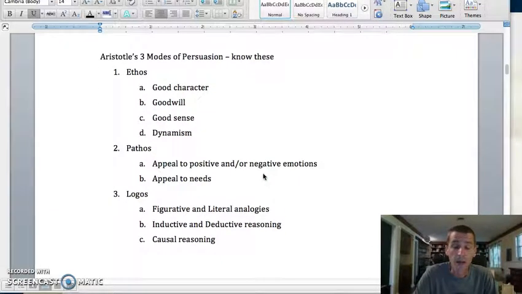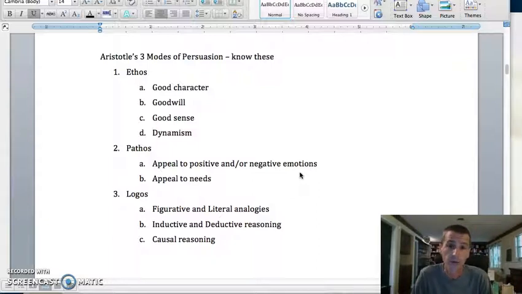Chapter 16 spends a lot of time on Aristotle's 3 modes of persuasion. These are kind of the 3 key elements that work together to make a speaker very persuasive. So ethos, pathos, and logos. Starting with ethos. Ethos is speaker credibility. And there's multiple elements that go into a speaker being seen as credible.